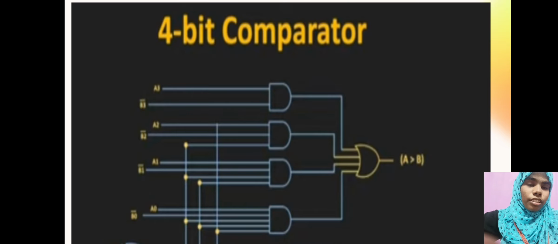Next, this is the A greater than B logical diagram. An AND operation is performed in the logical expression, so we have to connect them. We give the inputs for the AND operation: A3 B3 bar.